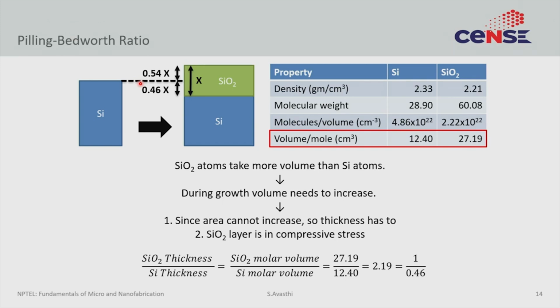This is important because when you do microfabrication, sometimes if you do not take into account this vertical increase in thickness, you are unable to fully understand the cross section that you are getting.